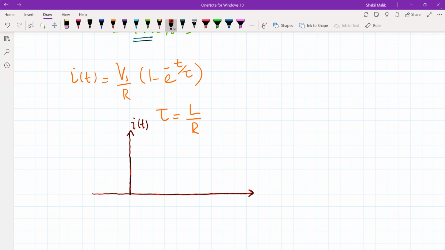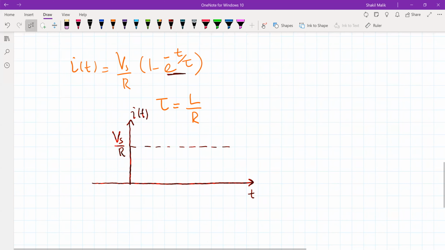the inductor current, and suppose this is Vs by R, because this will be the final value of the current. As t approaches infinity, this term is 0. So the final value will be Vs by R. So this is the plot of this.